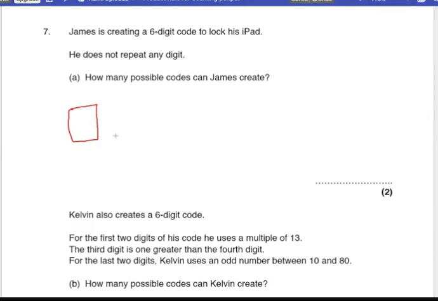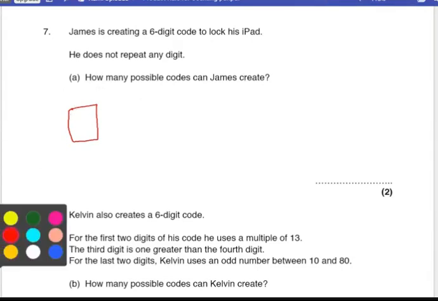9. Okay. This is where it's a 6-digit code, but if you think about a code, it can start with a 0 if you've got any sort of phone and you've got a code. If someone asks you for a pin or whatever, you can start it with a 0. So in actual fact, the first one is going to be 10.